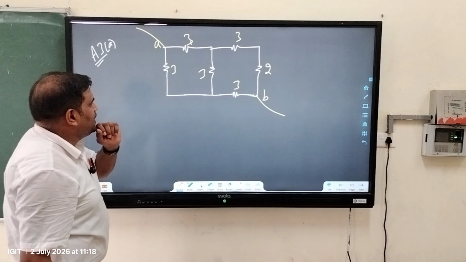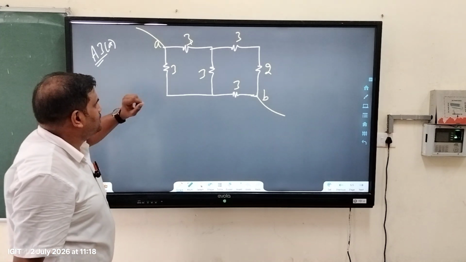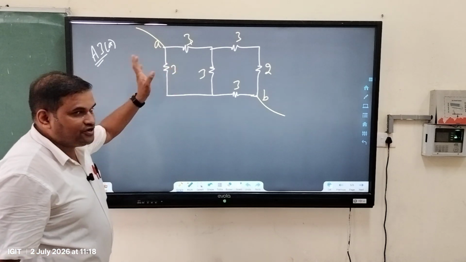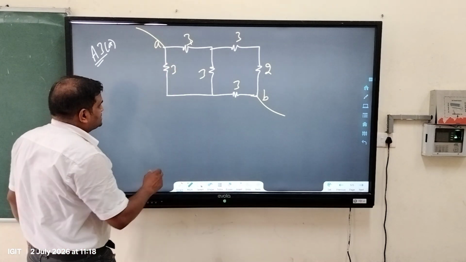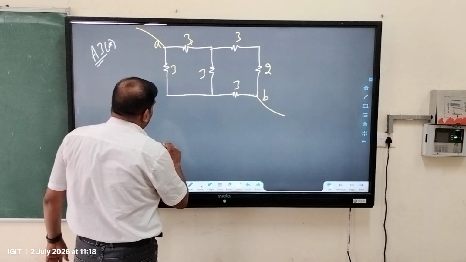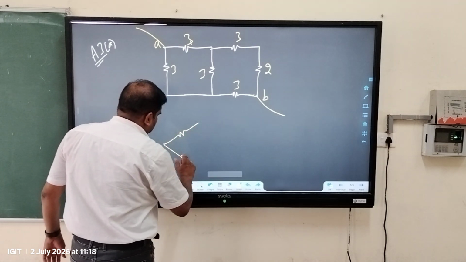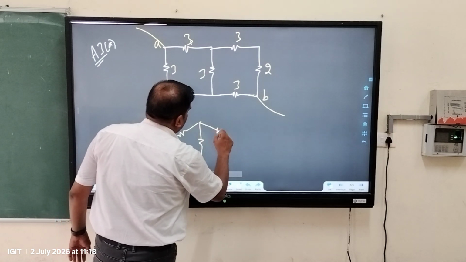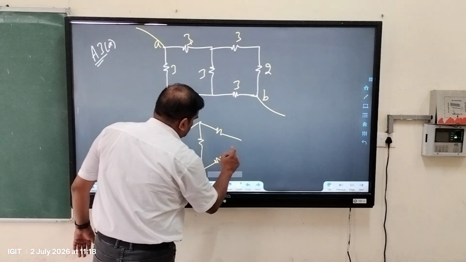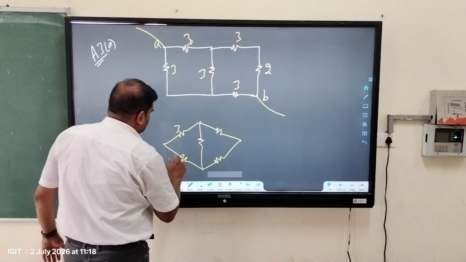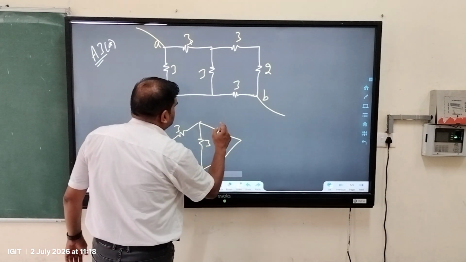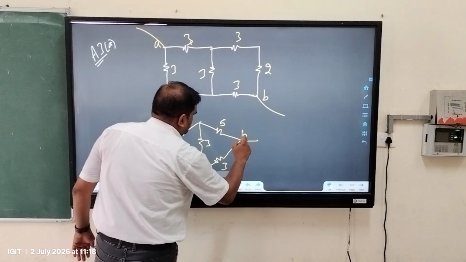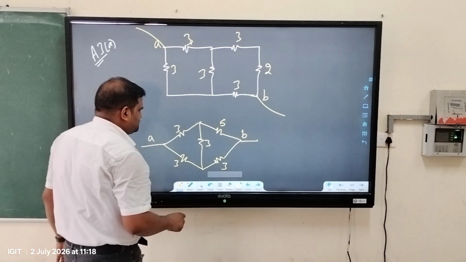Very easy. But the problem is that this network looks somewhat complicated, so you have to redraw it in a better way to understand. Let me just redraw it once more. It looks like this. See that? This is 3, 3, 3. This side is also 5. This is 3. This is the terminal B and this is the terminal A.